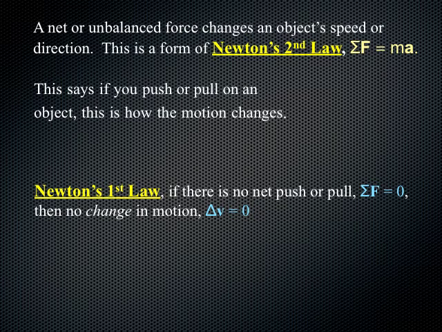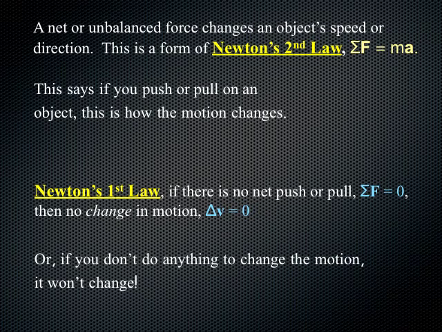The first law is if there is no net push or pull, if you add up the forces and they cancel or there are no forces, then there will be no change in motion. It does not say there is no motion, it just says the object will not change its motion. Newton's first law is about uniform motion. Its velocity won't change, its velocity will be constant. It could be constant at rest or constant with some speed in some direction. It'll be in uniform motion. Or, if you don't do anything to change the motion, by pushing or pulling, it won't change its motion.